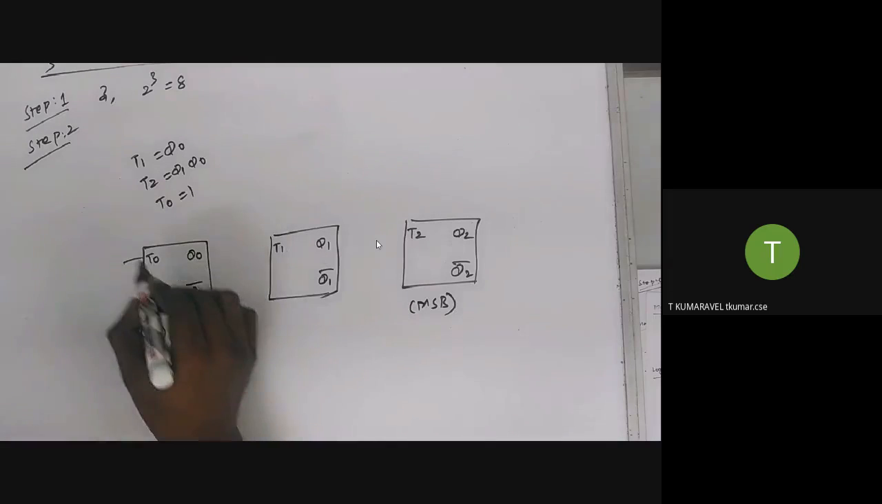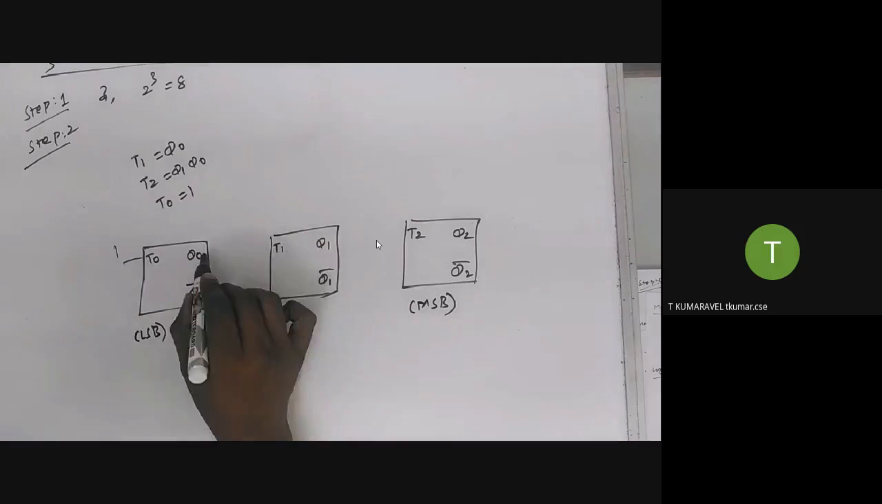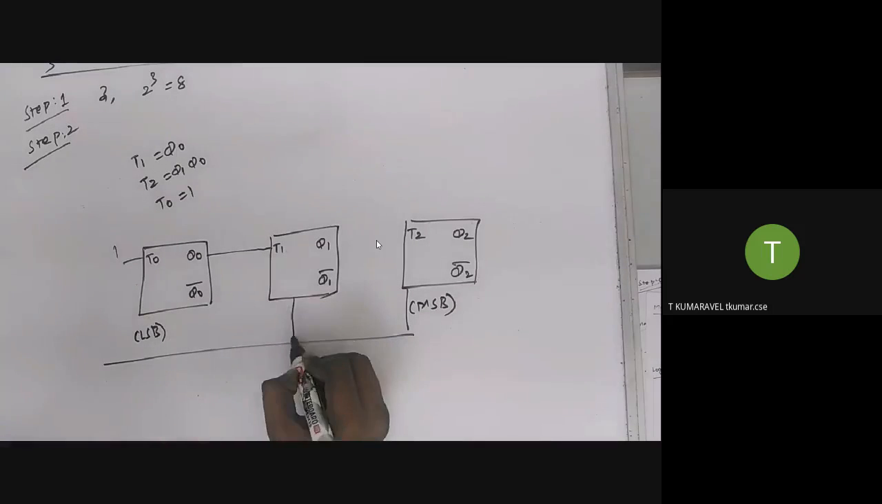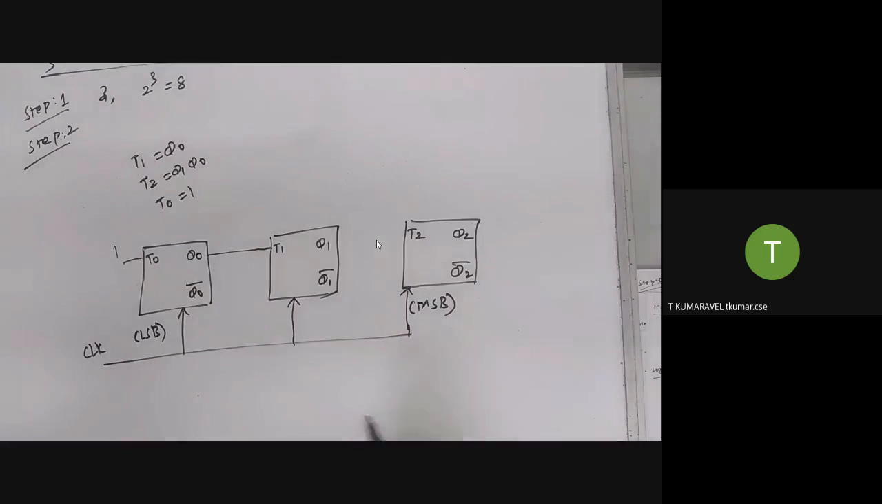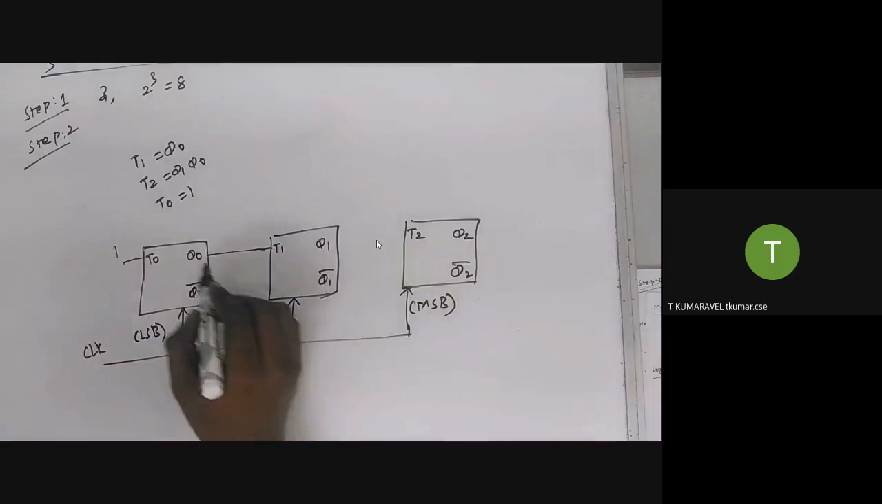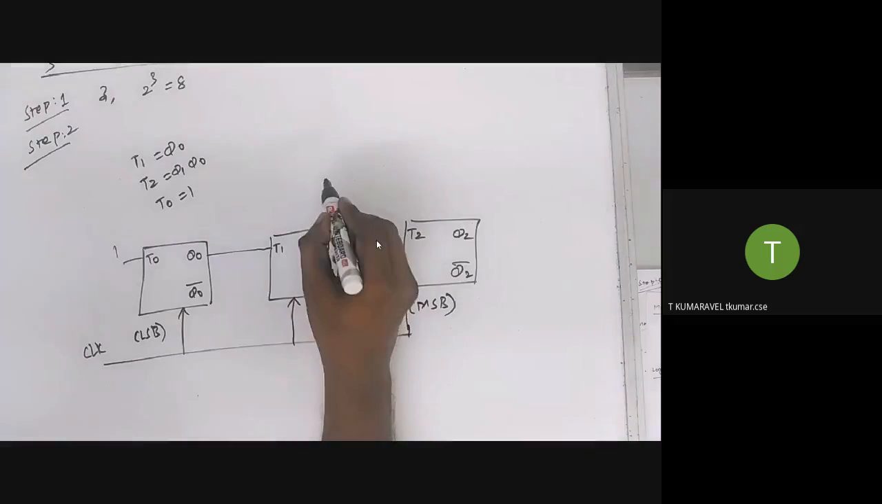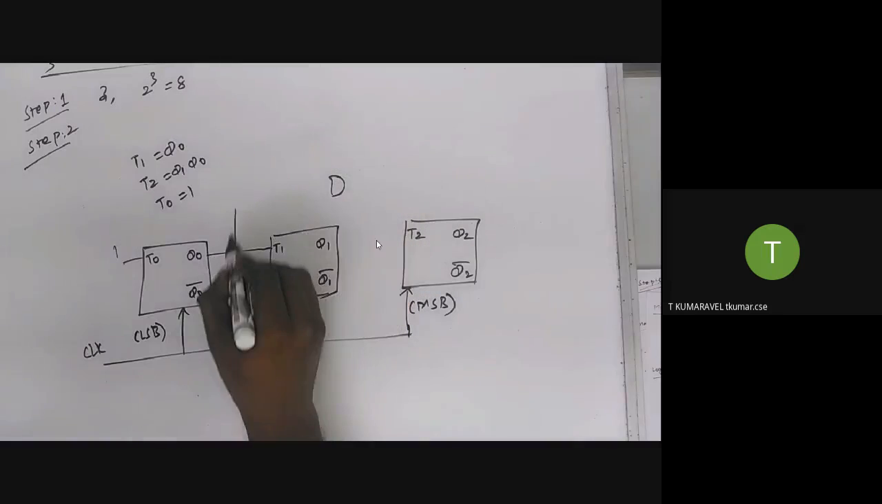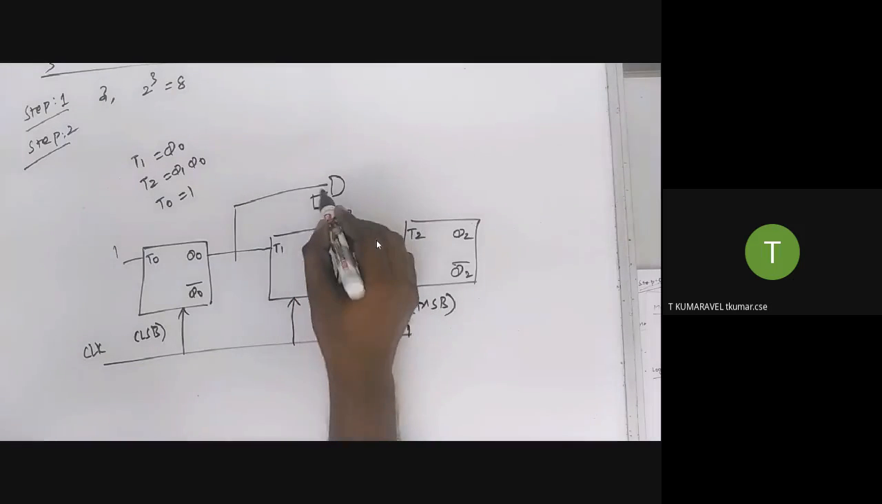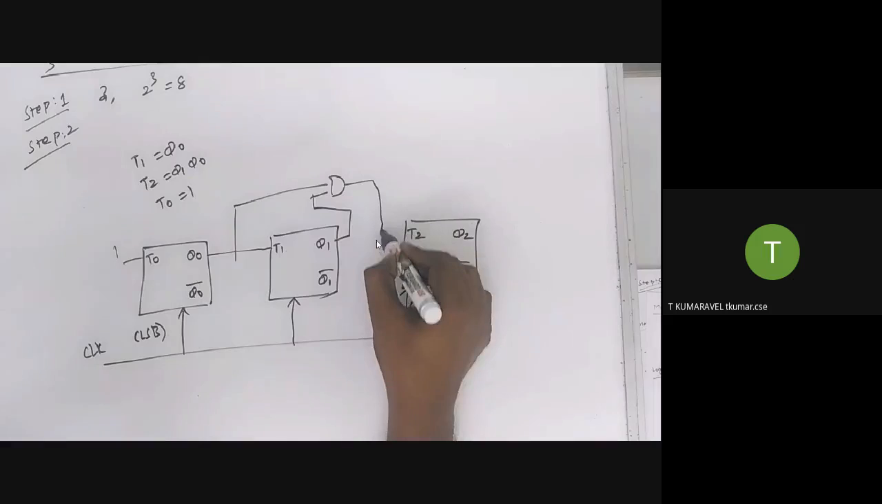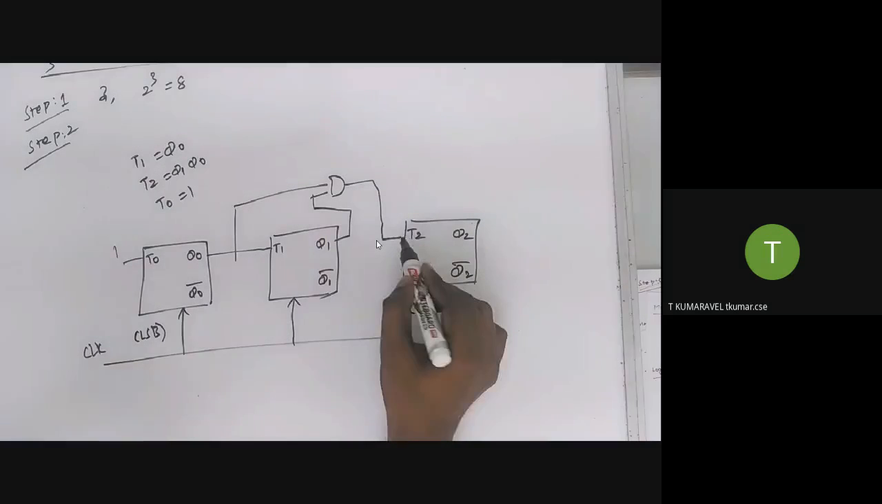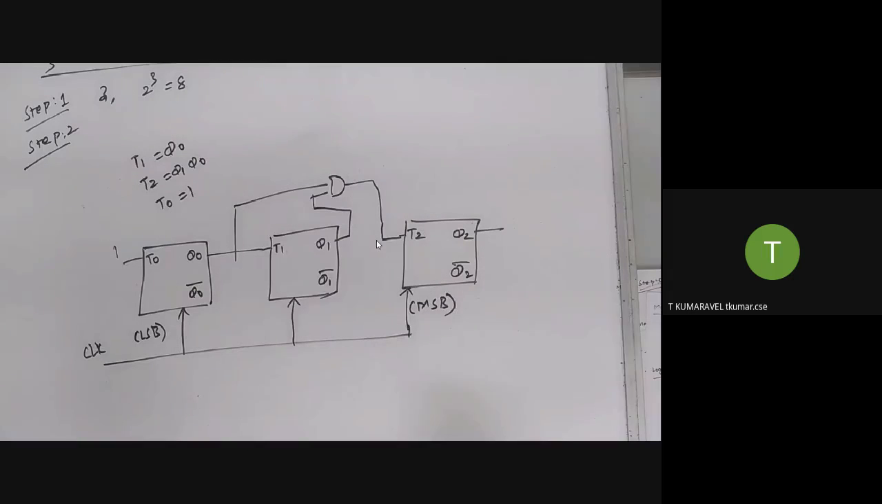So what is the input for T0? 1. So what about T1? In order to operate all flip-flops, a clock pulse is required. You can apply either a positive or negative clock pulse; both produce the same effect. What is the input for T1? Q0. What about T2? T2 is the combination, so I am going to take an AND gate. One input of the AND gate is Q0, another input is Q1. The output of the AND gate is the input for T2. So this is the circuit diagram for a 3-bit synchronous up counter.